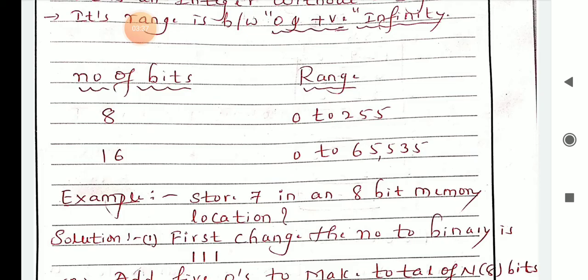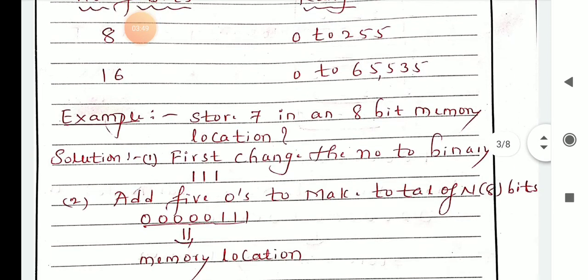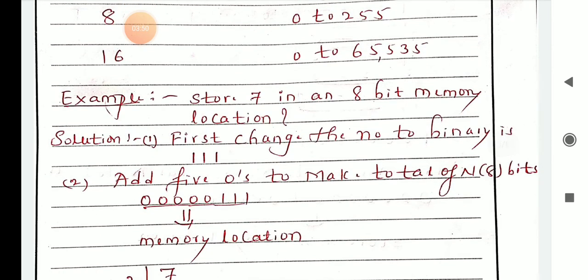Okay, so consider one example. By using this example we will discuss how to represent an unsigned integer in your memory location. First example: store the value 7 in an 8-bit memory location. So you take one 8-bit memory location, and the value is 7. Solution: what is the first step of this example?